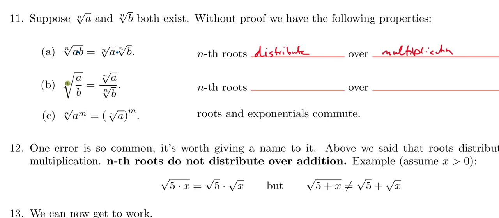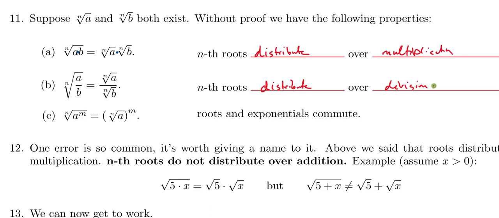Here we have a very similar property. To be honest, this property and this property are identical properties, but we usually present them as 2 separate ones. Here I'm taking the nth root of a quotient, and that's the same as the nth root of the numerator over the nth root of the denominator. So here we would say that nth roots distribute over division.